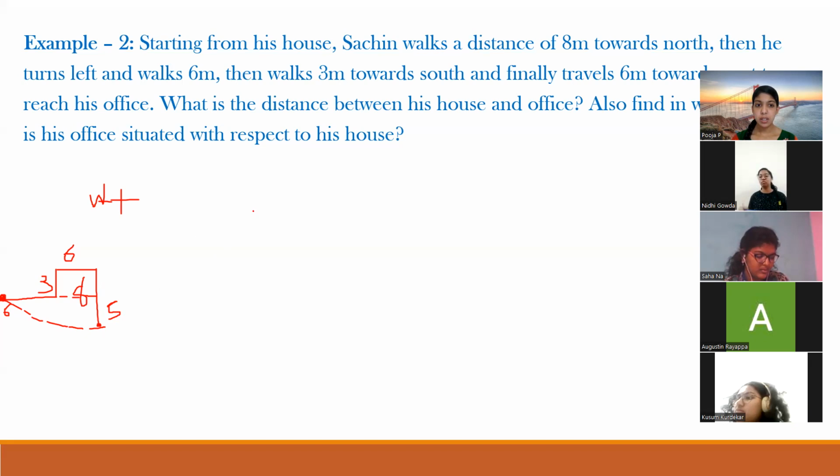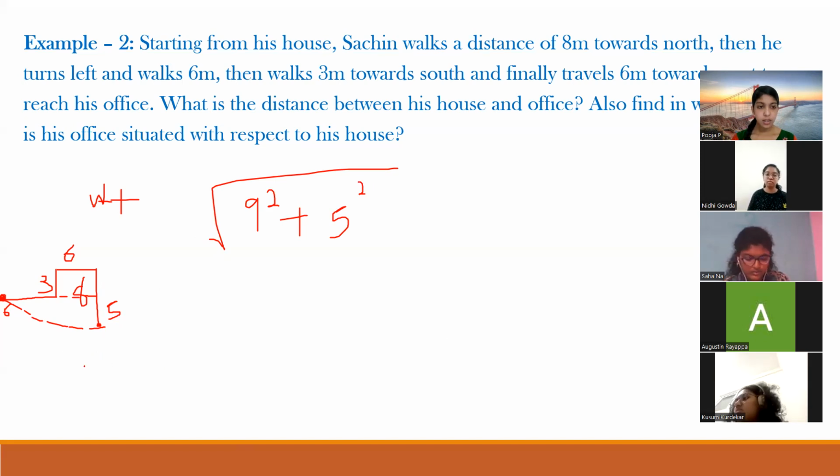So you have 3 plus 6, that is 9. So your base is nothing but 9 square. And what is your perpendicular? 5 square. So add it, take the square root of it, you will land up in this answer, right? And so that answer is nothing but 13 meters. Landed up in the same answer? Okay. So then we will move forward.